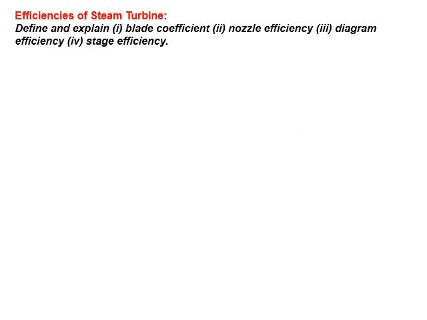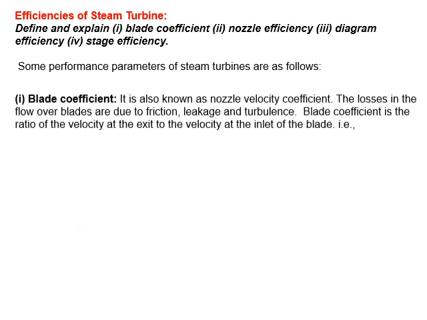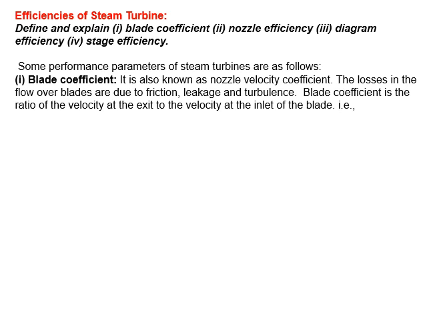First of all, we will discuss what the efficiencies of a steam turbine are. In that, first define and explain blade coefficient, second nozzle efficiency, third diagram efficiency, and stage efficiency. These terms are very important related to steam turbines. Some performance parameters of steam turbines are as follows. The first one, blade coefficient.